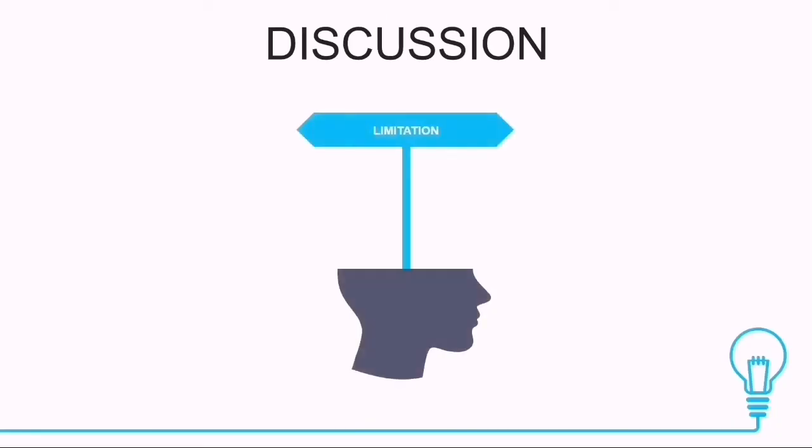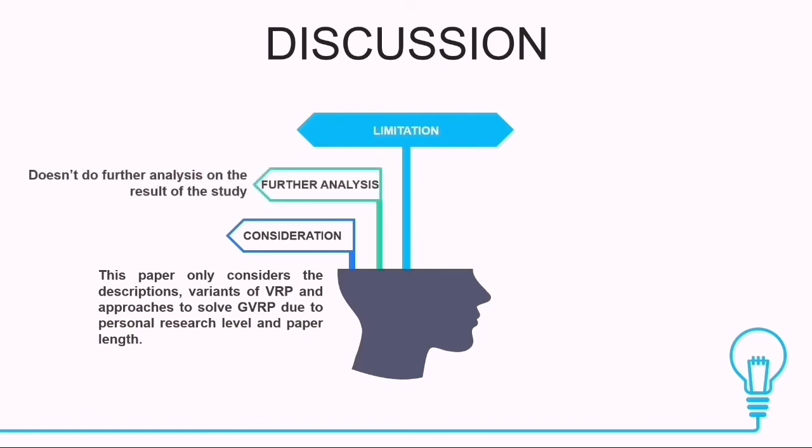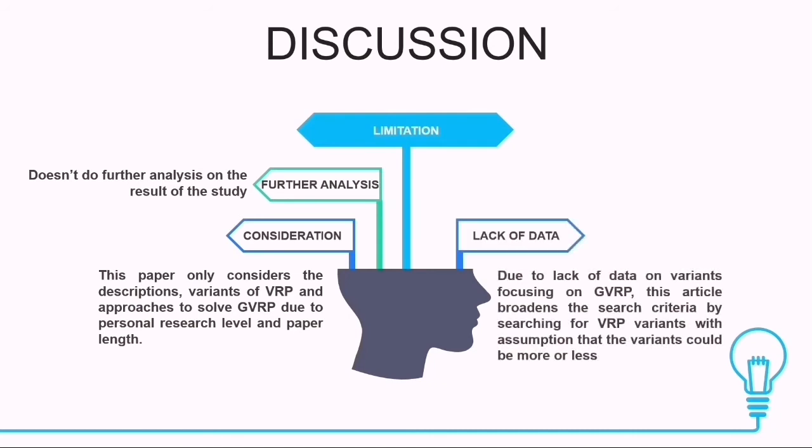Next is the limitation of this paper. This paper only considers the description, variants of VRP, and approaches to solve GVRP due to personal research level and paper length. It also doesn't do further analysis on the results of the study because of this limitation. Furthermore, due to lack of data on variants focusing on GVRP, the article broadened the search criteria by searching for VRP variants with the assumption that the variants could be more or less similar.